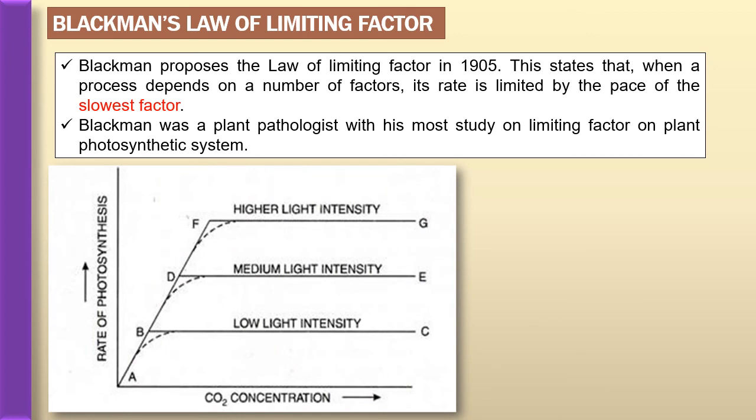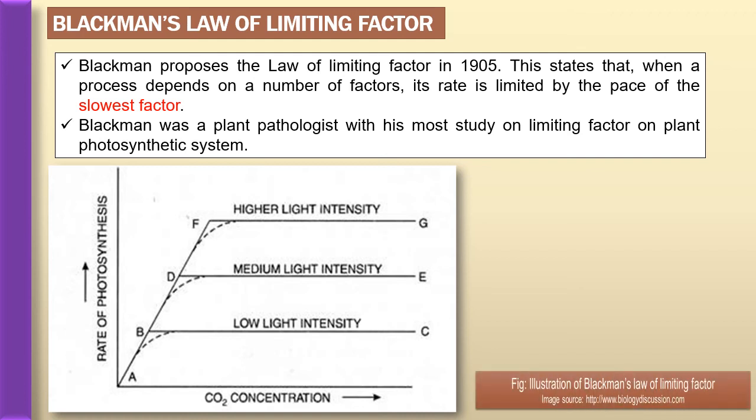The best explanation can be given in case of photosynthesis, where carbon dioxide and light intensity take a major role. So here in this diagram, this axis represents carbon dioxide concentration and this axis represents rate of photosynthesis. So let us see what happens.